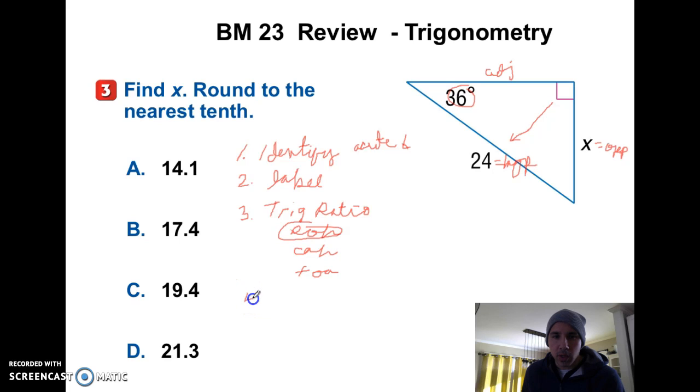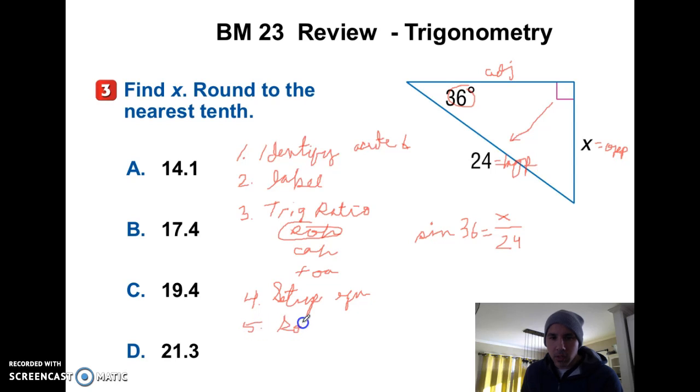Number 4, I want to set up my equation. So there goes my setup. This is what it'll look like, I'll do it on the side here. Sine 36 equals opposite, which is x, over hypotenuse 24.